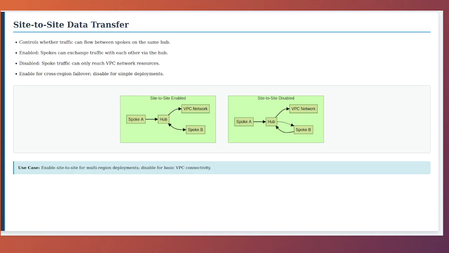In the second scenario, site-to-site data transfer is enabled. Spoke A connects to the hub, and now traffic can flow both to the VPC network and to Spoke B. The hub facilitates this transit by allowing spokes to exchange traffic with each other, not just with VPC resources.